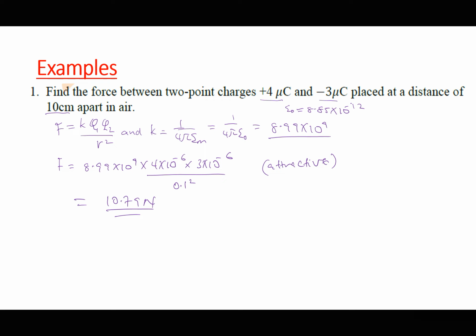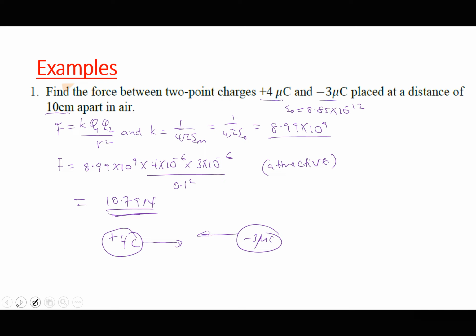The 4 microcoulomb charge exerts this force on the 3 microcoulomb charge. The 3 microcoulomb charge also exerts the same force on the 4 microcoulomb charge, but these two forces are equal but opposite. In other words, if this is positive 4 microcoulombs somewhere here, and this is negative 3 microcoulombs somewhere here, this is being attracted by this charge in that direction with this force, and this is also being attracted by this charge with that same force in the opposite direction.